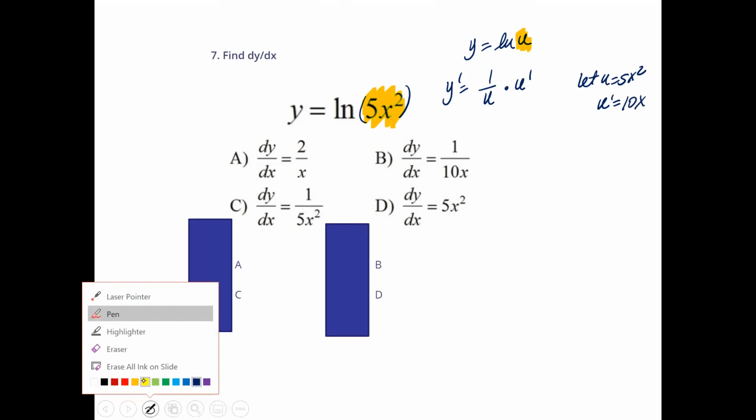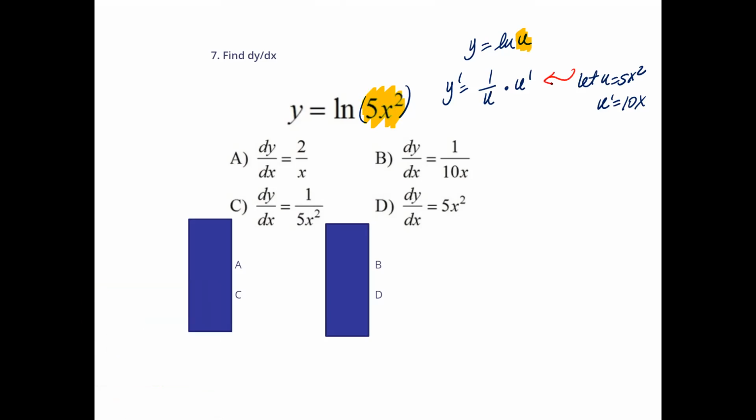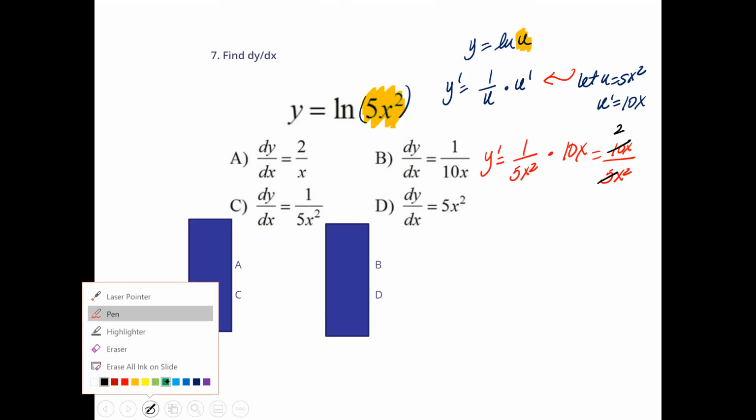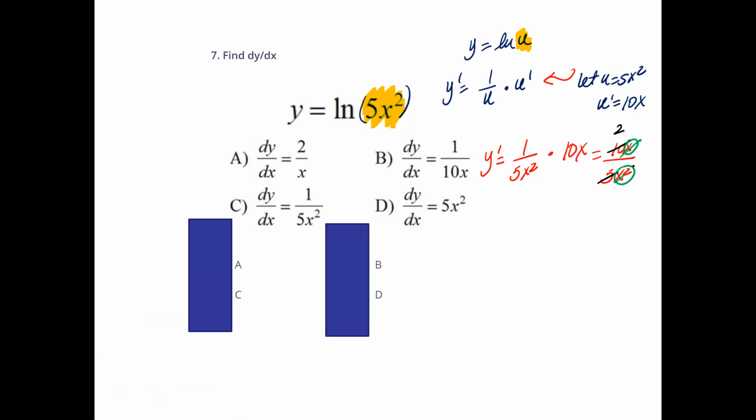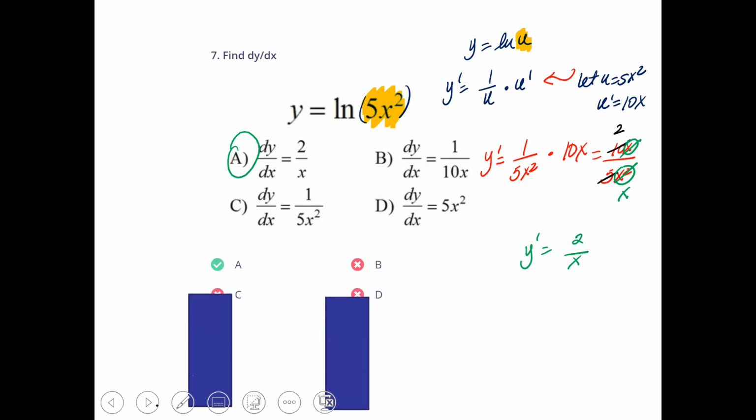So now that I have these components, I'm going to plug it back into this equation. y prime equals 1 over u, which is 1 over 5x squared, times u prime, so times 10x. Well, that's the same thing as 10x over 5x squared. So you can cancel the 10 and the 5, which gives you a 2. You can also cancel the x and the x squared, which gives you 1 x in the bottom. So you're left with y prime equals 2 over x. I don't see the answer at first. That would be A, and that would be correct.